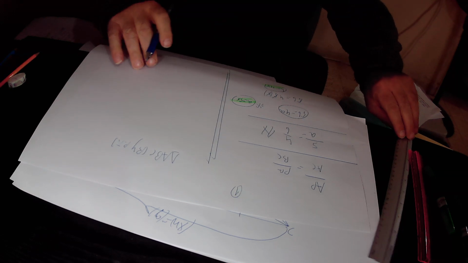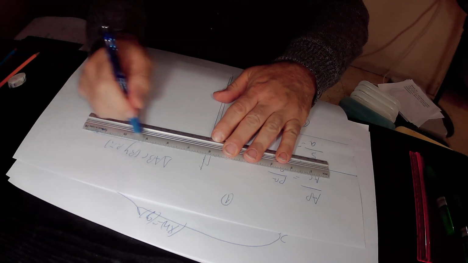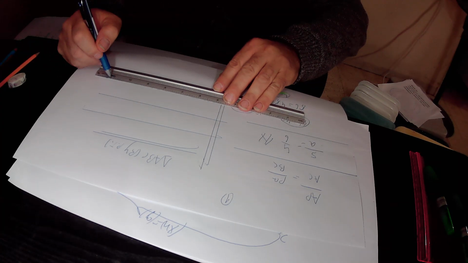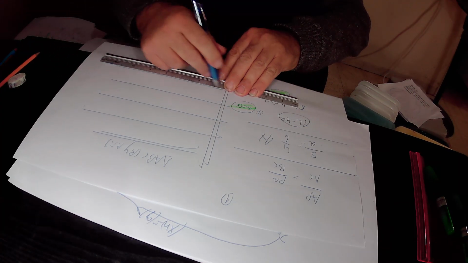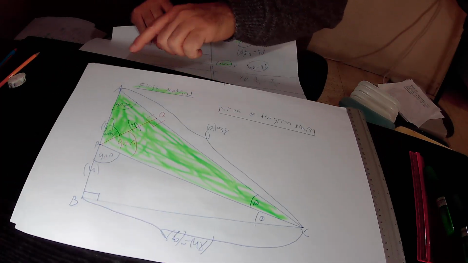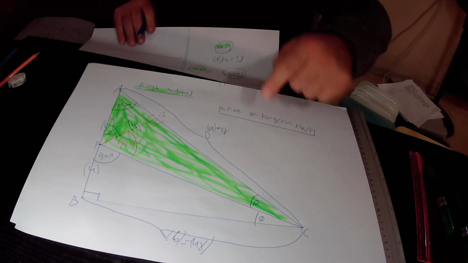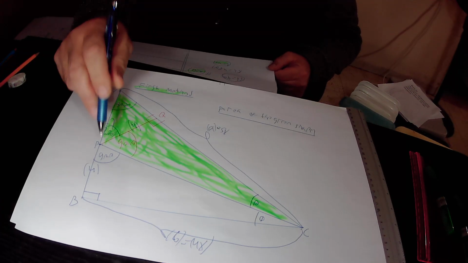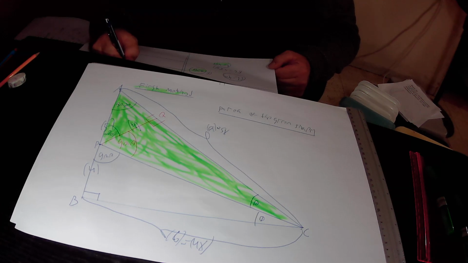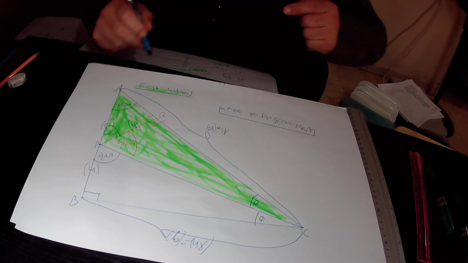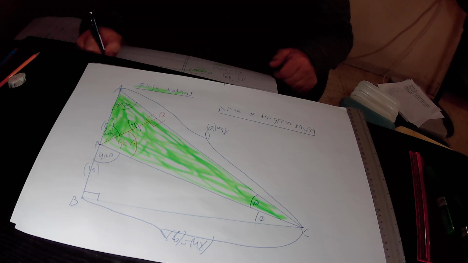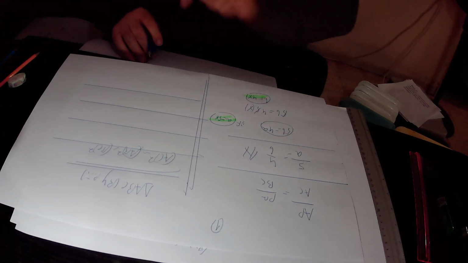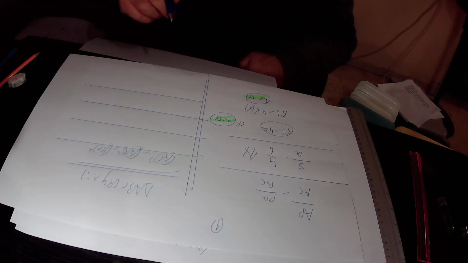According to the Pythagoras theorem, in this big right triangle ABC, the following equation holds: AC squared, that is the square of the hypotenuse, must be equal to AB squared plus BC squared.